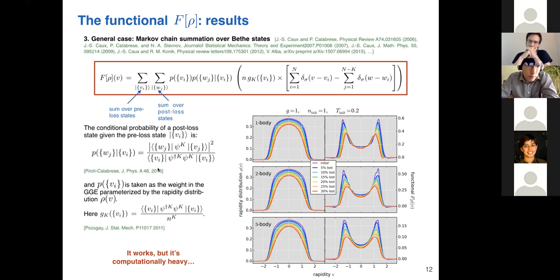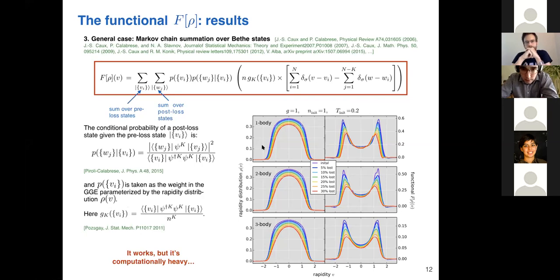And for this we are relying on some algebraic Bethe ansatz formulas by Lorenzo Piroli and Pasquale Calabrese. And with that distribution over pairs of eigenstates, we have to evaluate the difference between the rapidity distribution before and after the loss, weighted by the k-body correlation. And for this, we are also using an algebraic Bethe ansatz formula, this time by Bastianello and Piroli.